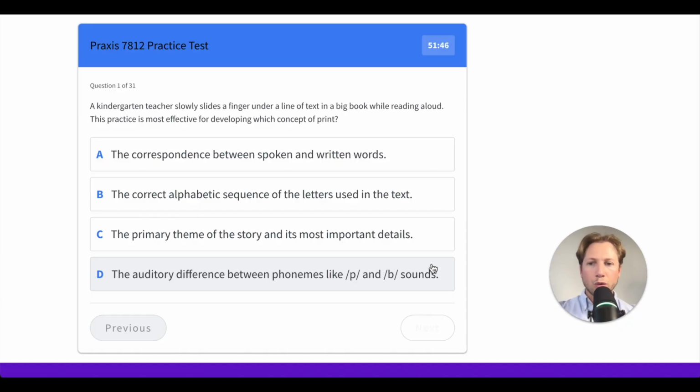So question number one reads, a kindergarten teacher slowly slides a finger under a line of text in a big book while reading aloud. This practice is most effective for developing which concept about print? Okay, so concepts about print here, super important topic on your exam. Take a moment here to read answer options A, B, C, and D, and then we'll talk about it.